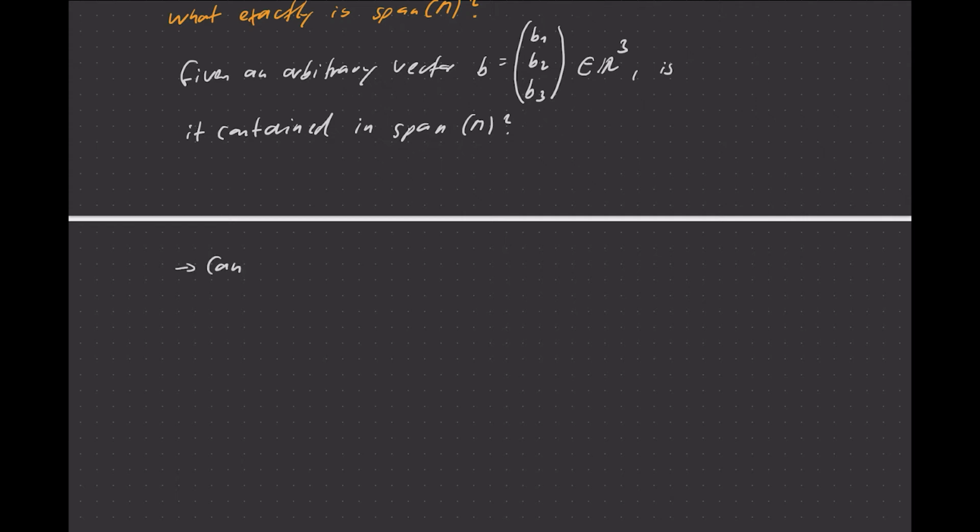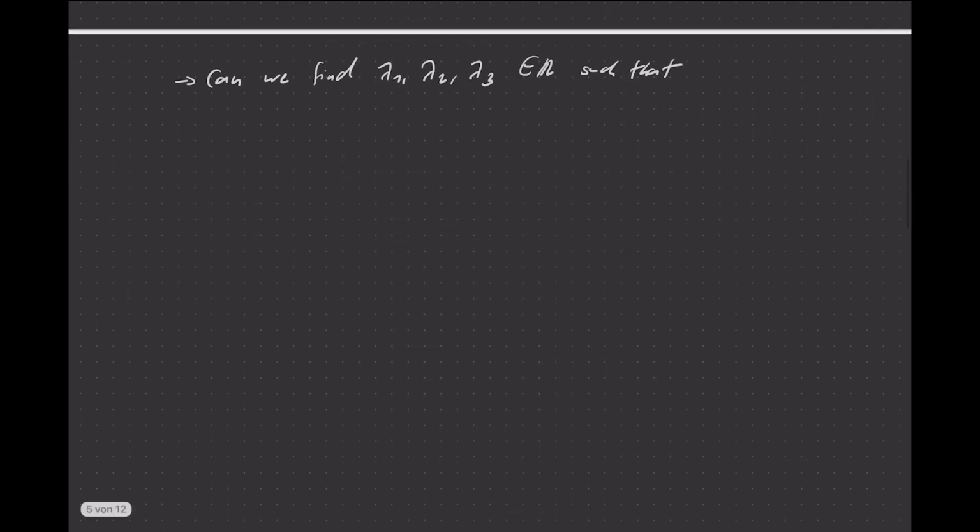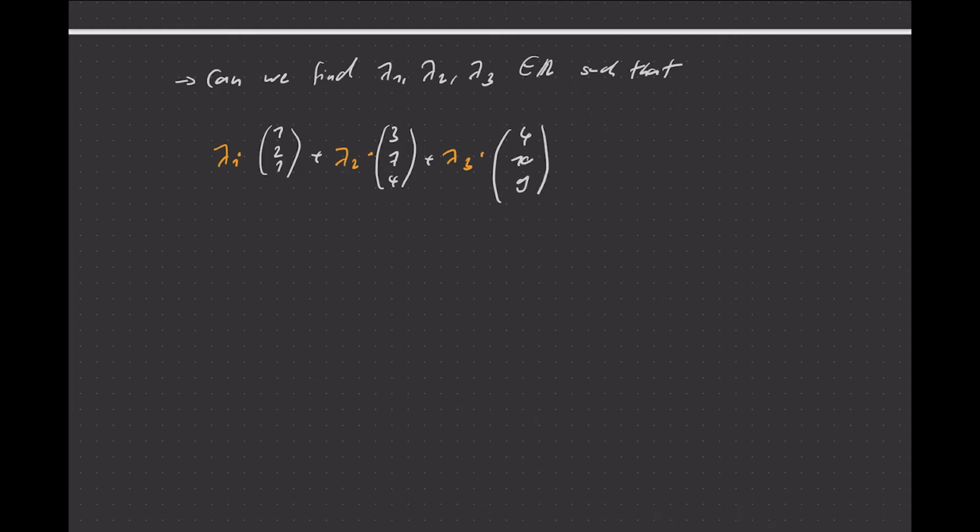So again, a rephrasal of a question. Can we find lambda 1, lambda 2, lambda 3 in R such that these lambdas yield a linear combination such that we obtain our vector B as a result? So such that lambda 1 times our first vector (1, 2, 1) plus lambda 2 times our second vector (3, 7, 4) plus lambda 3 times our third vector (4, 10, 9), such that this linear combination is equal to the right-hand side that we want, (B1, B2, B3).